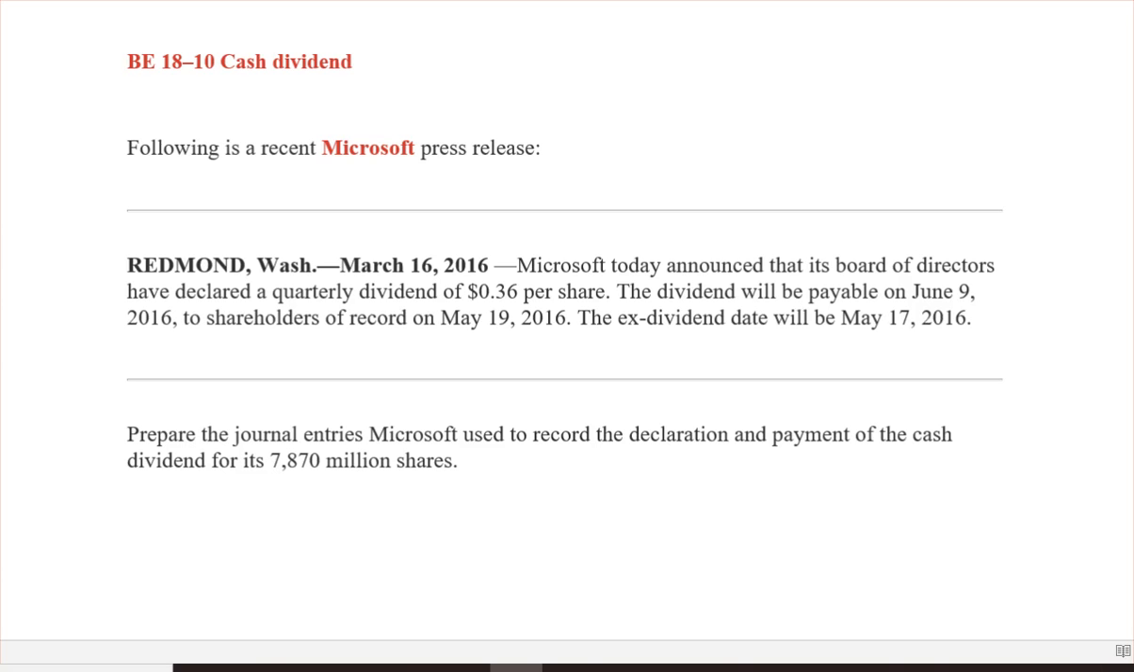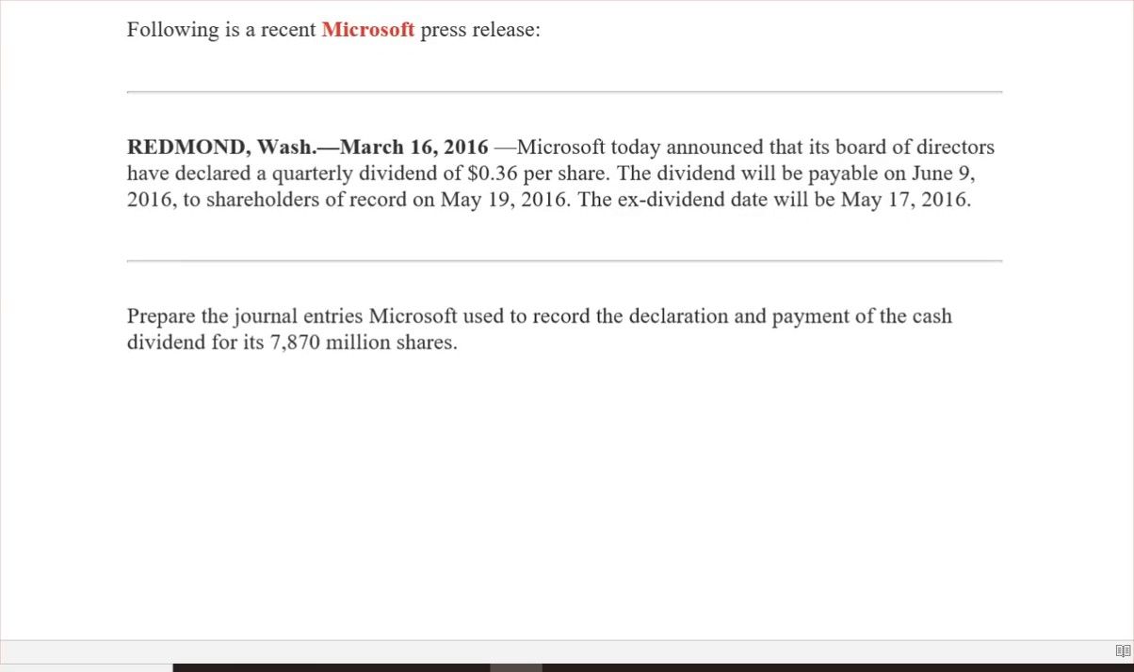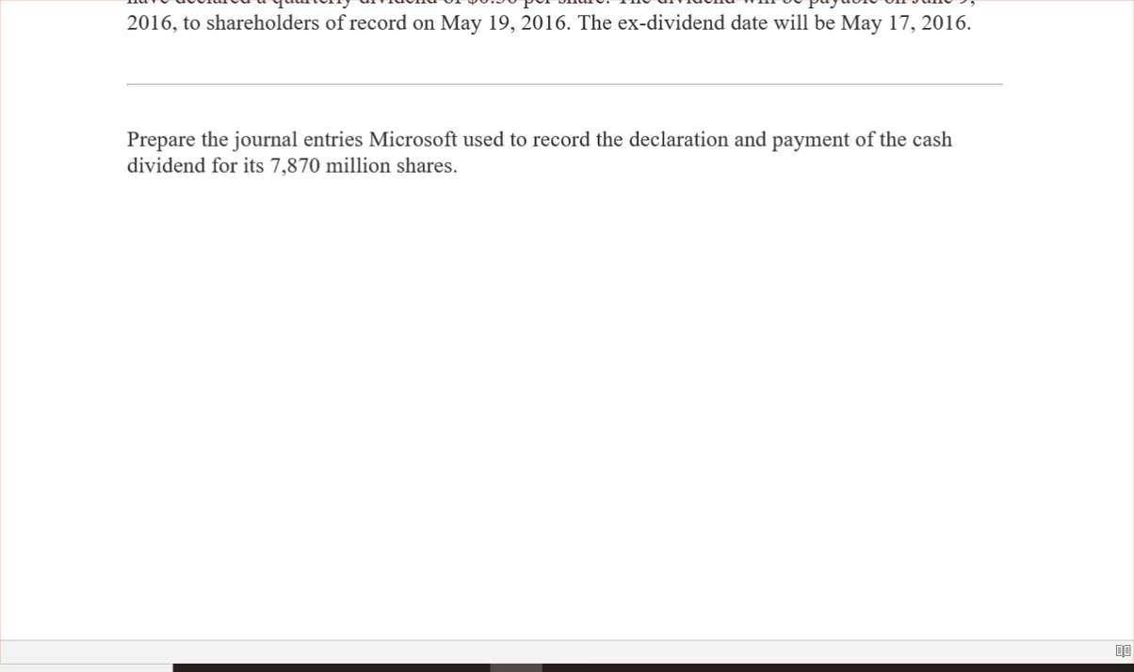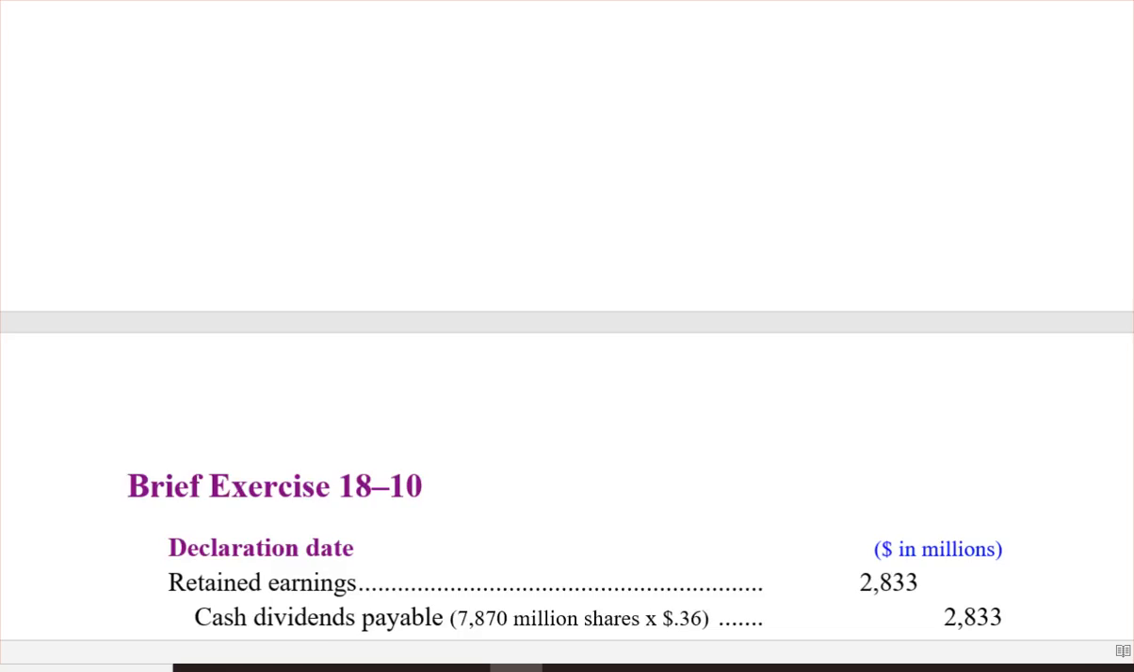When you declare is when you create the payable. It is also the date at which you would establish or create the common stock distributable. Both of those things will be eliminated when either the dividend is paid in the case of cash, or the stock is distributed in terms of common stock. So those are the two important dates. Prepare the journal entries for this, assuming there's 7.87 million, I guess this is billion, shares of stock outstanding.